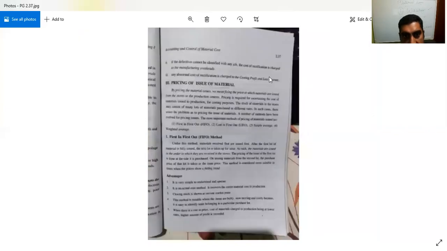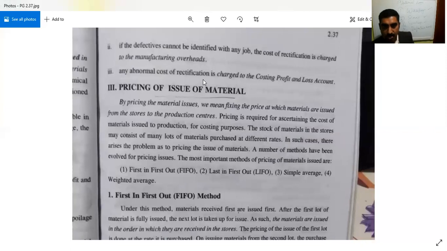Then second, if the defectives cannot be identified with any job, the cost of rectification is charged to the manufacturing overhead. ഏത് ഓവർഹെഡിനാണോ അത് ആ ഒരു ഓവർഹെഡില് that is to be charged. അപ്പൊ ഏത് ജോബിലോട്ടാണോ ആ ഡിഫക്റ്റീവ് വർക്ക് ഉണ്ടായത്, ദാറ്റ് കോസ്റ്റ് ഓഫ് റെക്ടിഫിക്കേഷൻ ഇസ് ചാർജ്ഡ് ടു ദ മാനുഫാക്ചറിംഗ് ഓവർഹെഡ്. ഉൽപ്പാദിപ്പിക്കുന്ന അവിടെ ഉണ്ടാകുന്ന ചെലവിലോട്ട് ആഡ് അപ്പ് ചെയ്യുന്നു. ആൻഡ് ഓൾസോ എനി അബ്നോർമൽ കോസ്റ്റ് ഓഫ് റെക്ടിഫിക്കേഷൻ ഇസ് ചാർജ്ഡ് ടു ദി കോസ്റ്റിംഗ് പ്രോഫിറ്റ് ആൻഡ് ലോസ് അക്കൗണ്ട്. സോ costing profit and loss account charge.